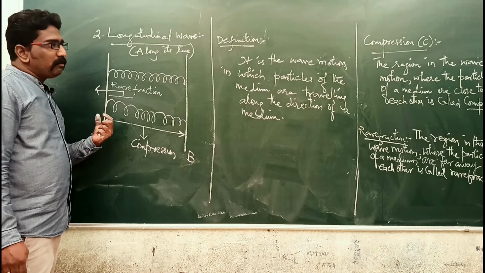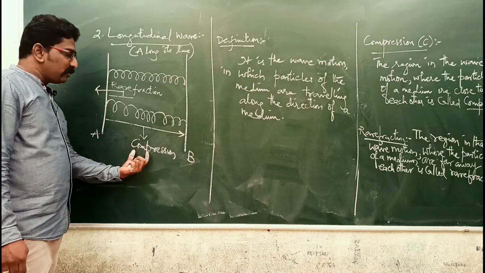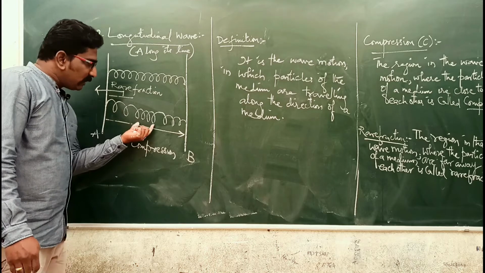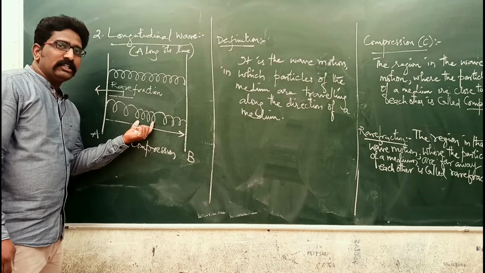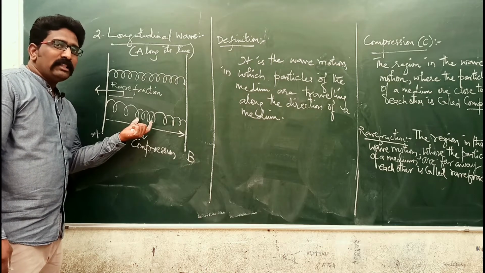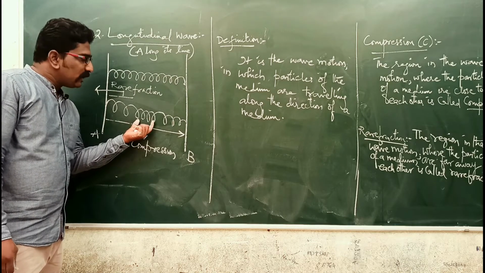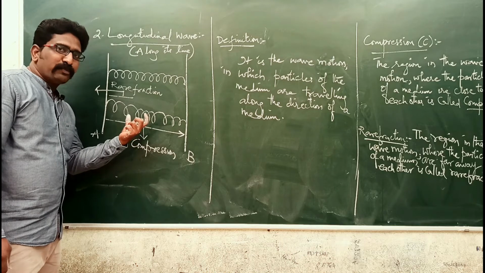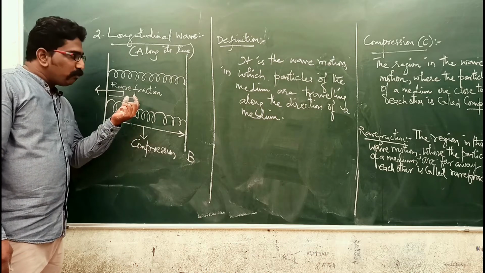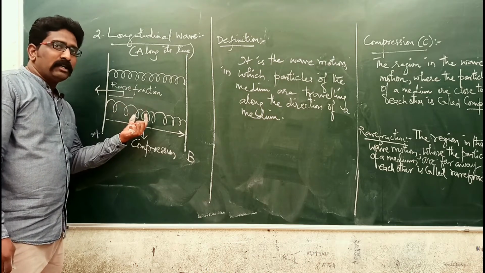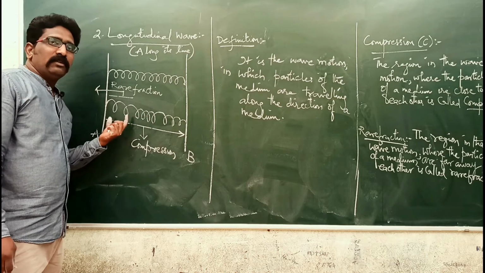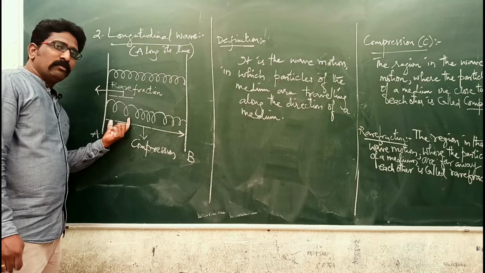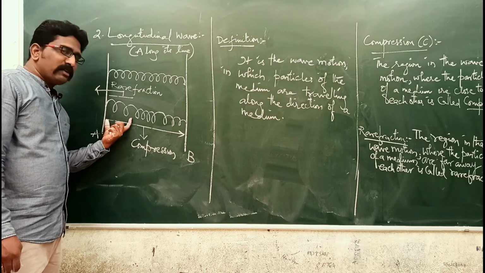So another important point which we are supposed to understand regarding compression and rarefaction is that you can see that here the density of the medium is very high. Why is the density high? Because whenever you press the spring, the point where the pressure has been applied is very high. There the coils come close to each other. If the pressure is very low, the coils are very far from each other.